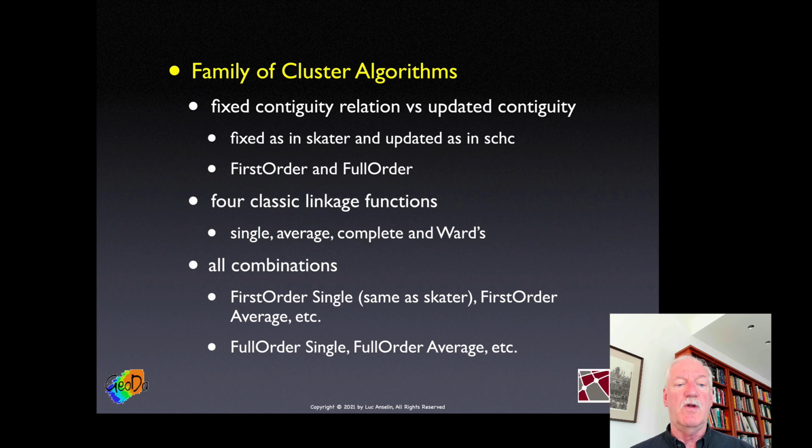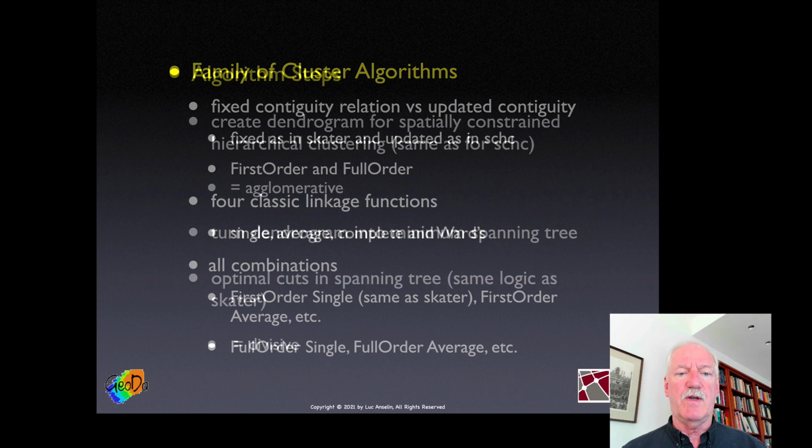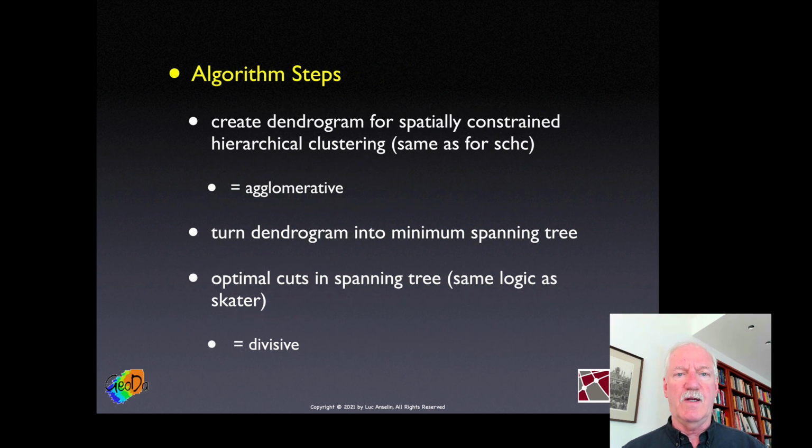First order single linkage is actually identical to SCHC. We have first order average and so on, and the same for the full order. So there are about 8 different algorithms in GeoDa implemented under the Redcap label. They differ between fixed contiguity and flexible updated contiguity, and they differ in terms of the linkage method, just like we had with the spatially constrained hierarchical clustering.